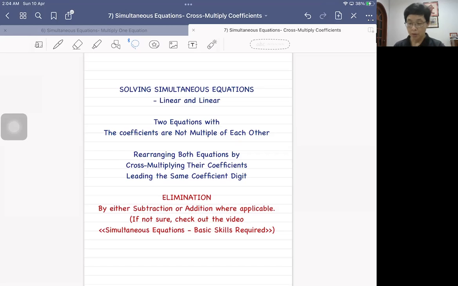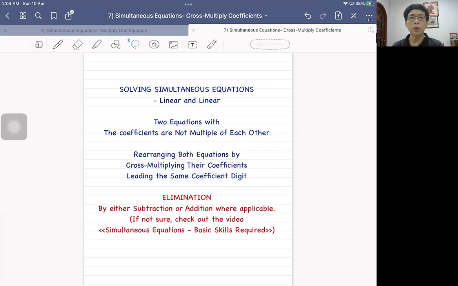What does that mean? I have listed down in this cover page that these two equations that we have chosen are the equations that both of their coefficients, whether x coefficients or y coefficients, absolutely are not multiples of each other. So there's no way that you can multiply them to make them the same.